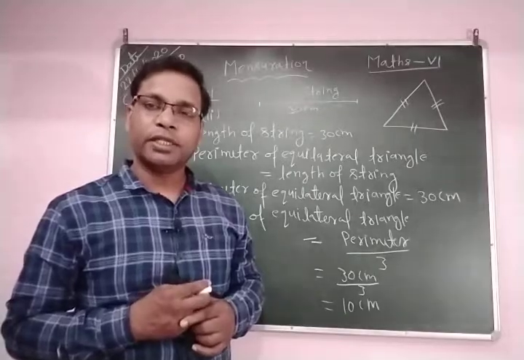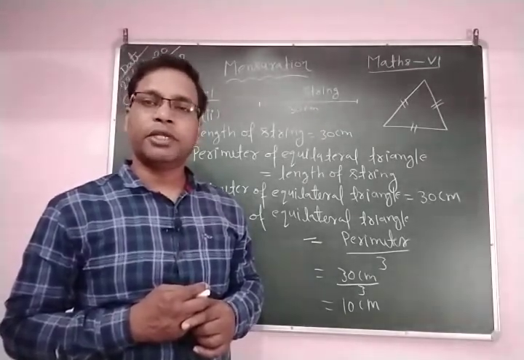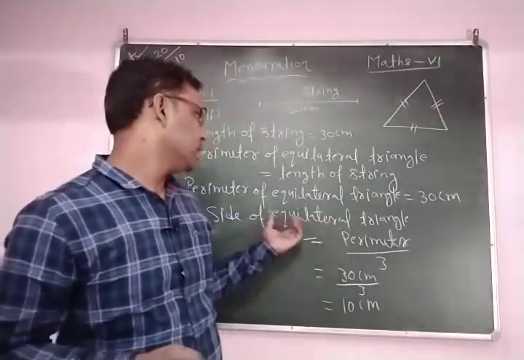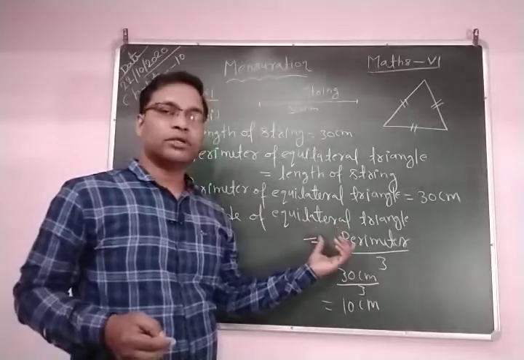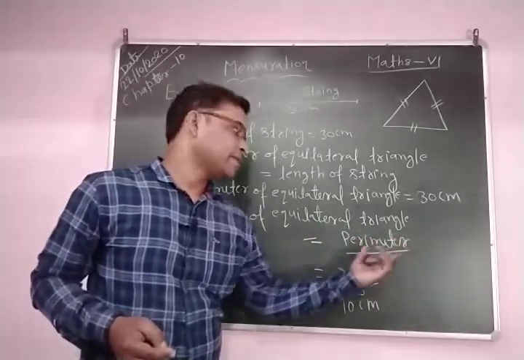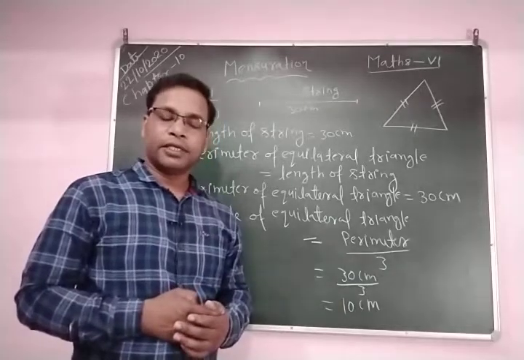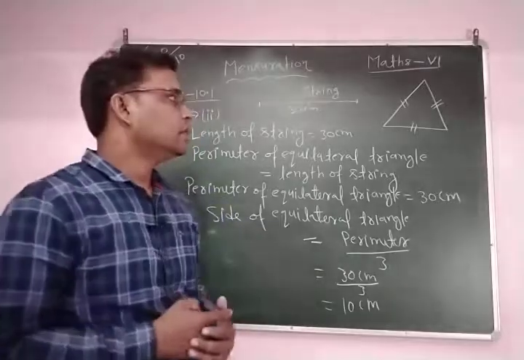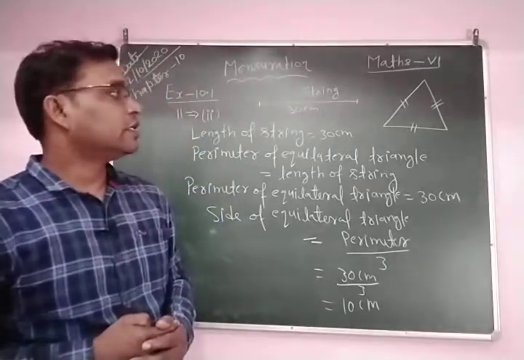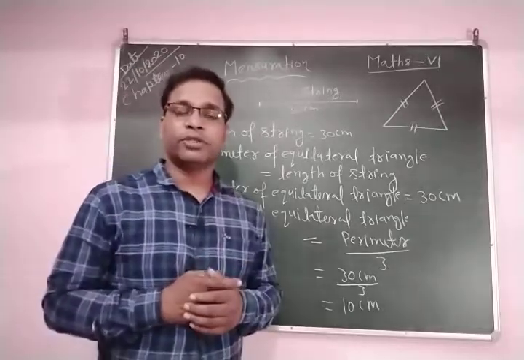If you need to find the length of the side of the equilateral triangle, then this is equal to the perimeter of the equilateral triangle divided by 3. So here the perimeter is 30 centimeters divided by 3, which is equal to 10 centimeters. So I hope all have understood how to find the length of the side of an equilateral triangle.